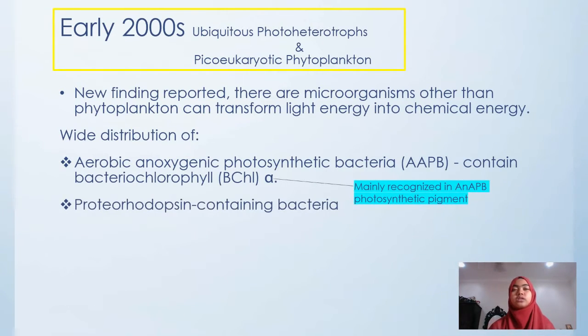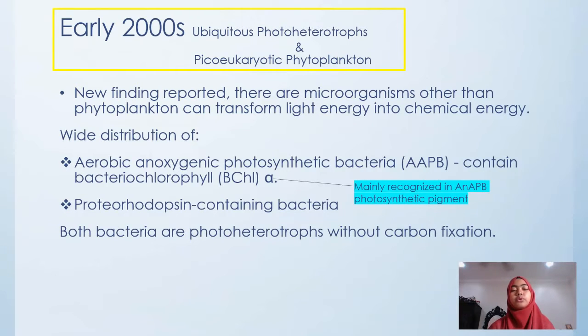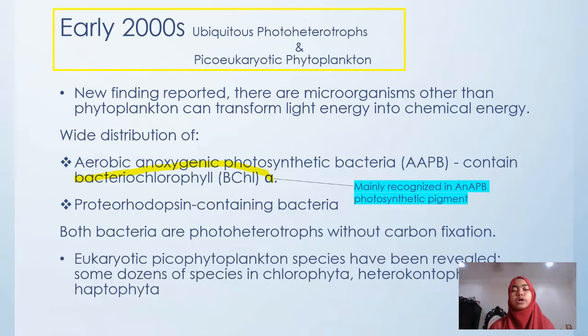Proteorhodopsin-containing bacteria have a wide distribution. Both bacteria are photoheterotrophs without carbon fixation. In the early 2000s, eukaryotic phytoplankton species were also revealed, just some of them. For example, species in Chlorophyta, Heterokontophyta, and Haptophyta.